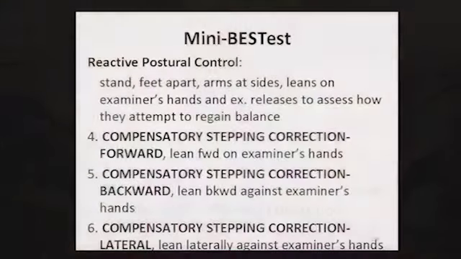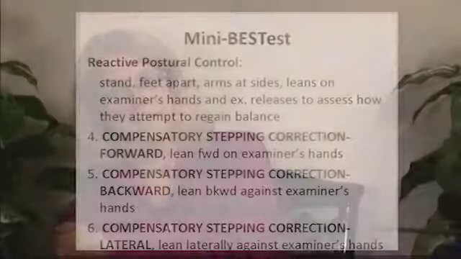And then compensatory stepping lateral. You have your hands on their shoulder. They lean. You let go. What happens? How many lateral steps do they take? Do they lose control?